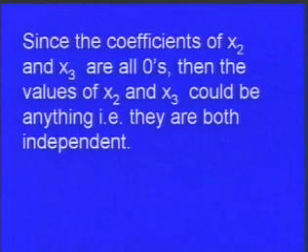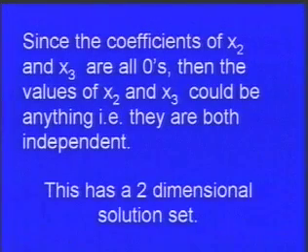Okay, in other words, they're both going to be independent. We just had x1 was 5. What about x2 and x3? Well, they're not there, so we say that they're independent. They could be anything. Obviously, if I multiply any number by 0, I'm going to get 0. So anything for x2 and x3. So that has a two-dimensional solution set.